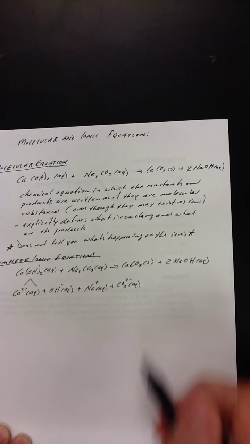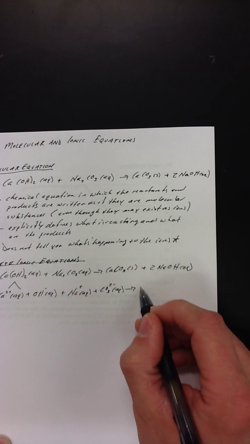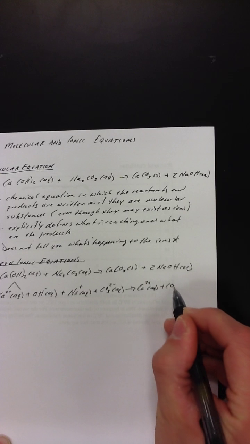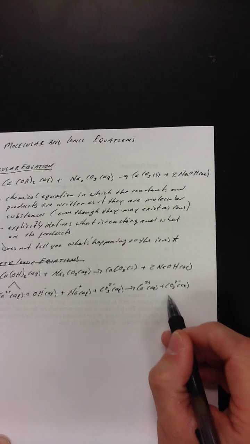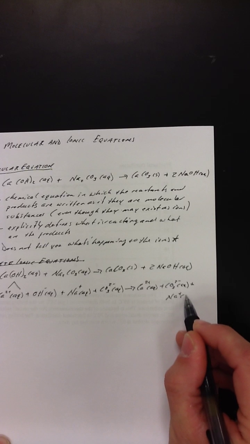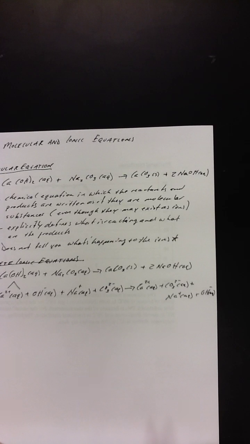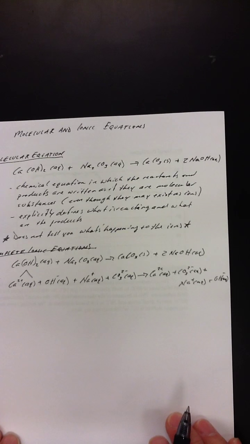And we're going to start running out of room here. And then we continue to break these up into their ions. So this yields calcium carbonate, Ca 2+, aqueous, plus CO3 2-, aqueous, plus Na+, which is aqueous, and hydroxide, which is aqueous. Okay, so now what we have is the complete ionic equation.